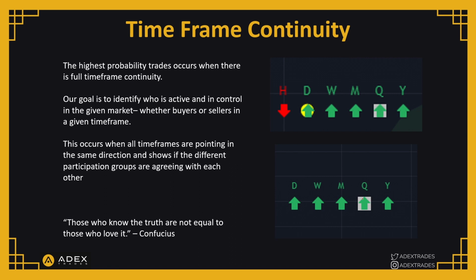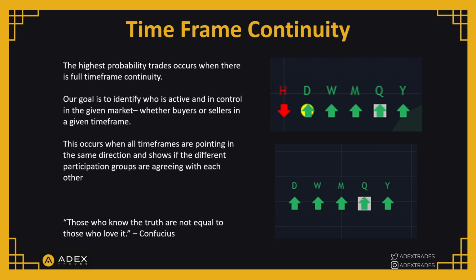Ideally, with the strat, we want to identify and trade stocks that are moving in the same direction in all time frames. So in other words, the best opportunities tend to lie in stocks that are trading in the same direction on the current quarterly, monthly, weekly, and daily candlesticks. So if a stock is trading and aligning to these principles, we consider this stock to be in full time frame continuity.